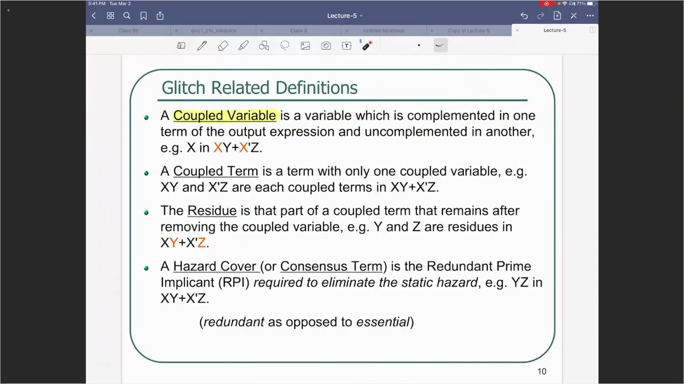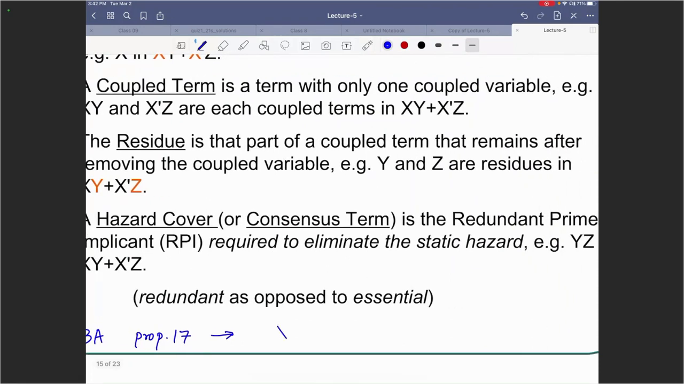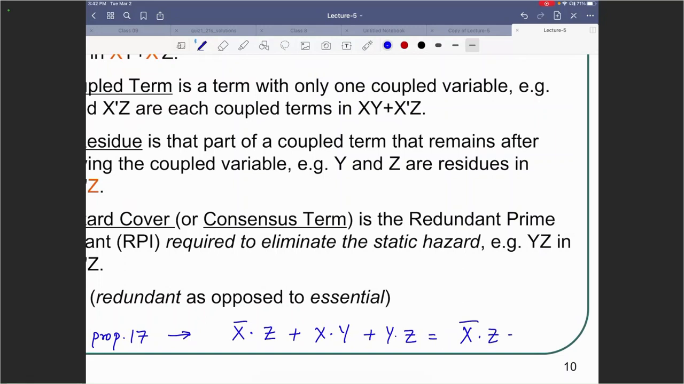There you go. And there is a particular reason why this is called the consensus term. The RPI is also called the consensus term. It is used to cover the hazard situation. And the reason is because of the consensus theorem. Boolean algebra property number 17 is this. That's exactly what we are using here, which is X complement and Z, or X and Y, or Y and Z, equals X. That's your consensus theorem. That's literally what we did.